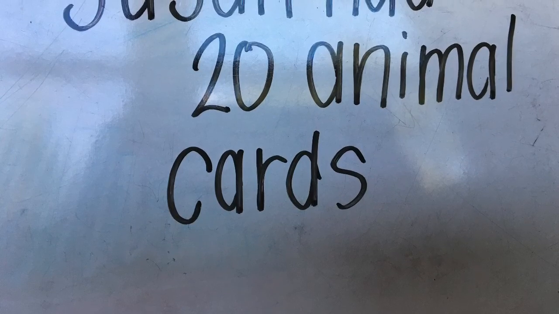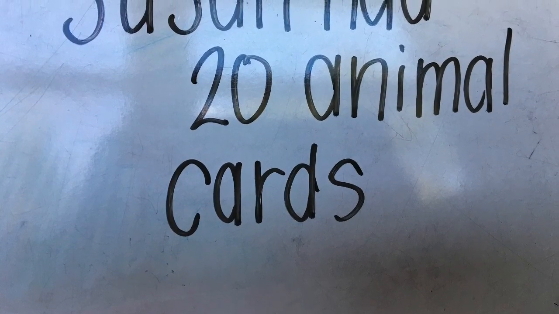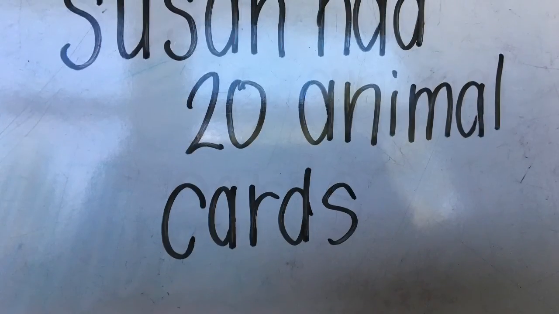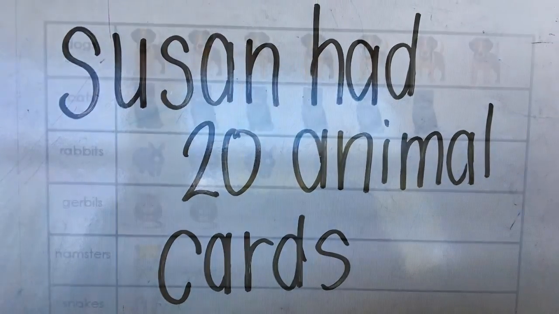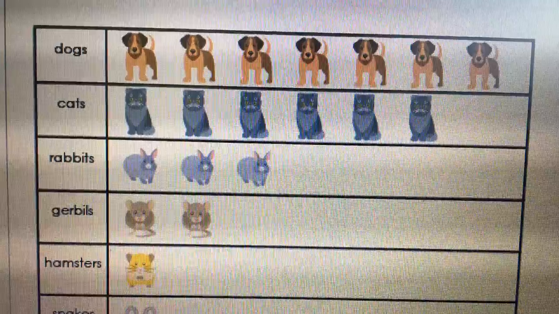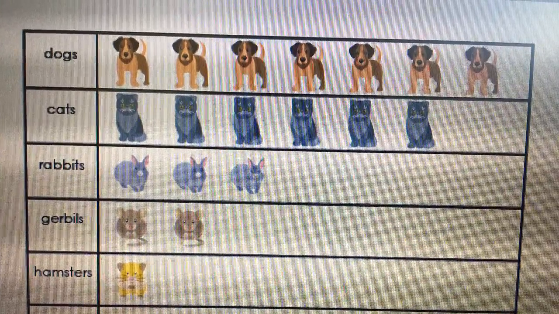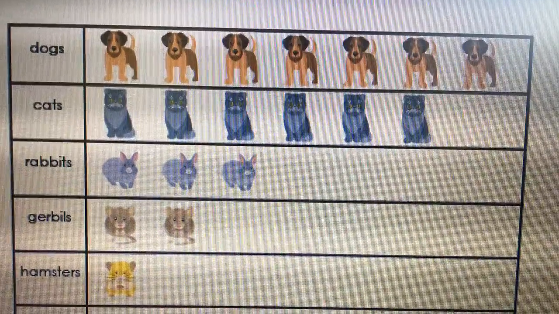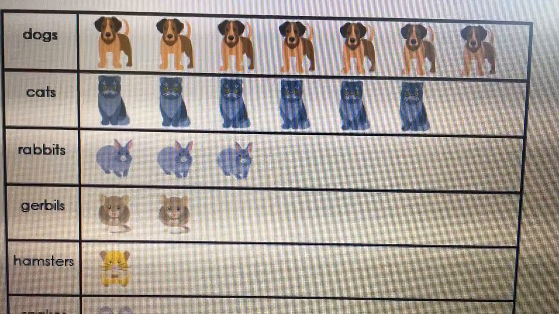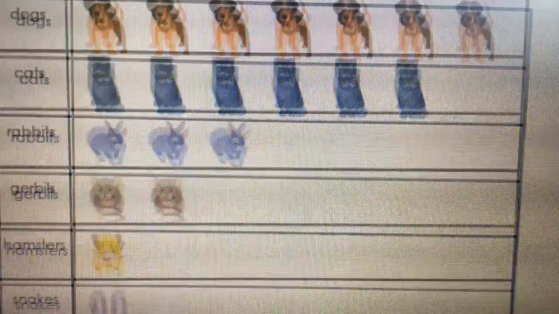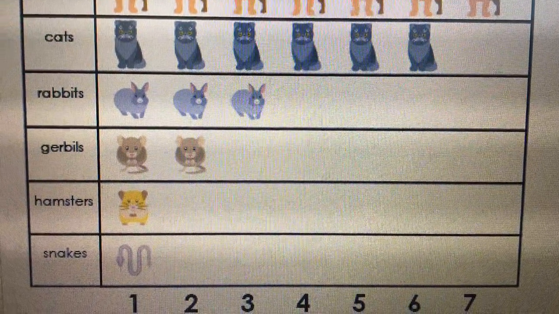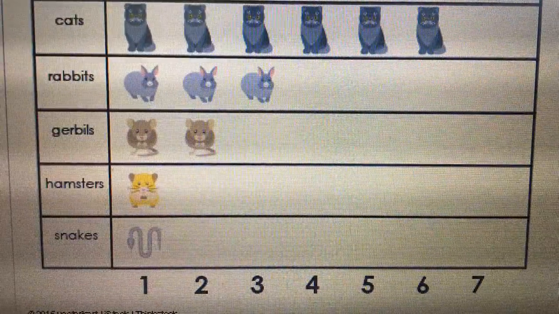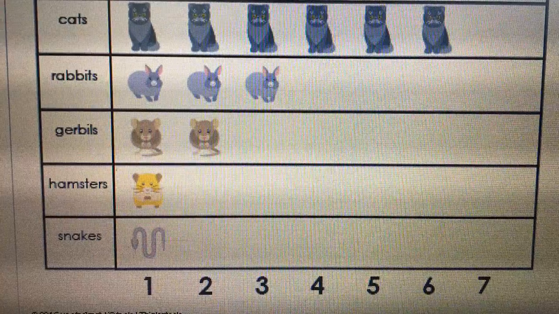All right, now we're going to look at Susan, who has 20 animal cards. Susan had 20 animal cards. So we're going to remember that as our denominator. Then we're going to look at this picture with all of the animals, and they have it lined up, and you can see at the bottom of this graph the numbers are right below the number of animals. So you don't even really need to count. You can refer to the number below to see how many of which animal.